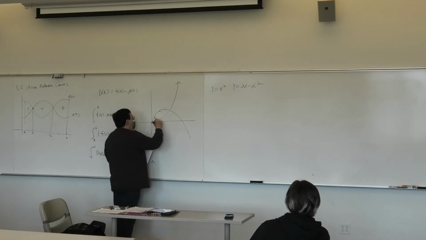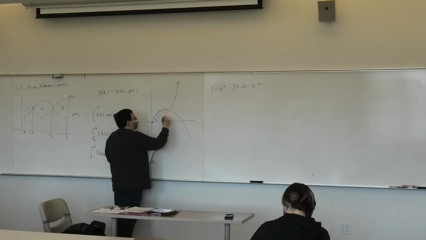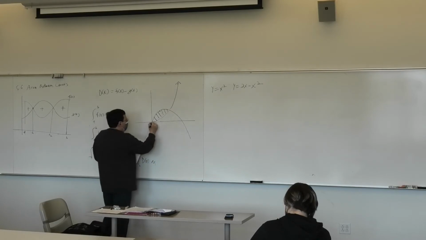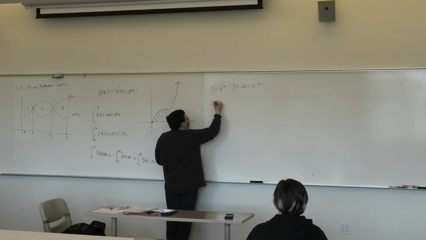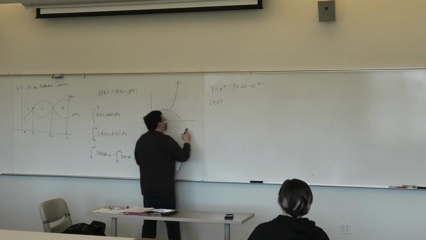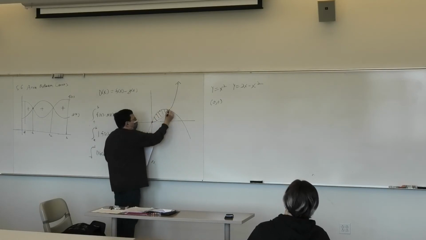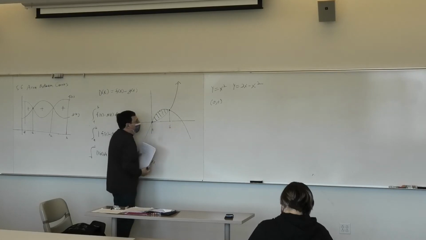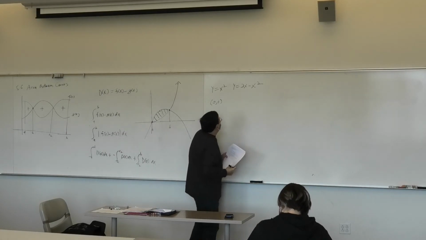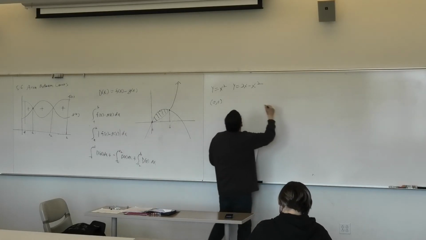So I want to find this kind of peculiar area here. And I can just see that 0, 0 is one place that these intersect, but I want to find this other point, right? This is going to be my a, this is going to be my b. So I'll set these equal.